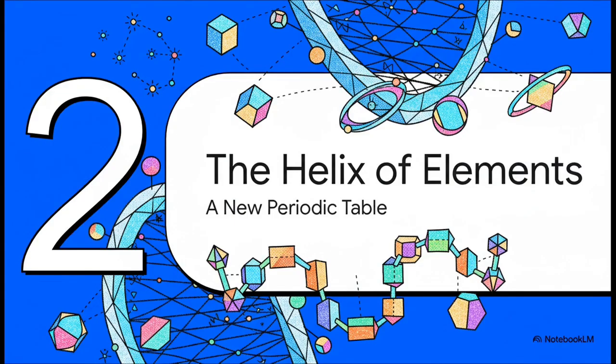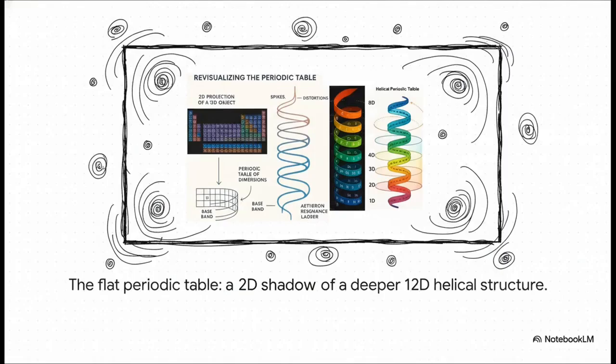Okay, so if the rules for single atoms are fundamentally geometric, what happens when you start building with them? What does that mean for the elements they form? Well, let's see how this scales up to one of the most iconic charts in all of science, the periodic table. And this is just such a cool way to look at it. On the left, that's the familiar periodic table we all learned in school. But SGQM proposes that this flat chart is just a 2D projection. It's the flattened shadow of a much deeper 12-dimensional helical structure. The real organization of the elements, according to this theory, is a spiral.